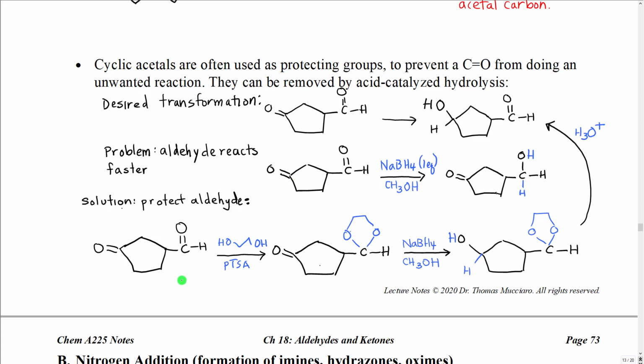So what do we do? Well, what we can do is take advantage of the fact that the aldehyde is more reactive by carefully adding one equivalent of ethylene glycol and acid. We can selectively convert the aldehyde into an acetal. Now, acetals do not react with sodium borohydride. So therefore, we can put as much sodium borohydride as we want to completely convert the ketone into a hydroxyl group. And then after that reaction is done, all we have to do is add hydronium, and the acetal will convert back into the aldehyde, and now we have our desired product.